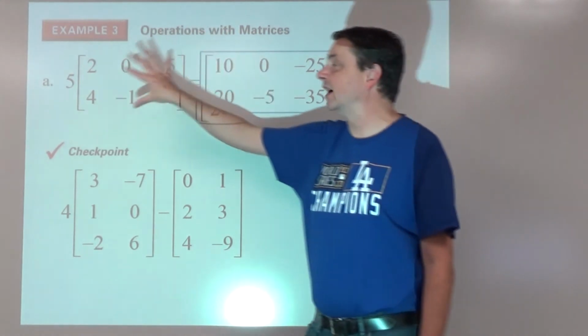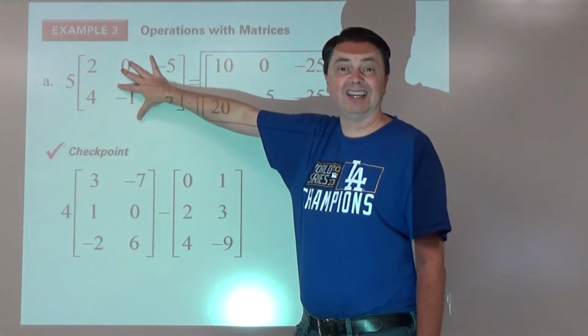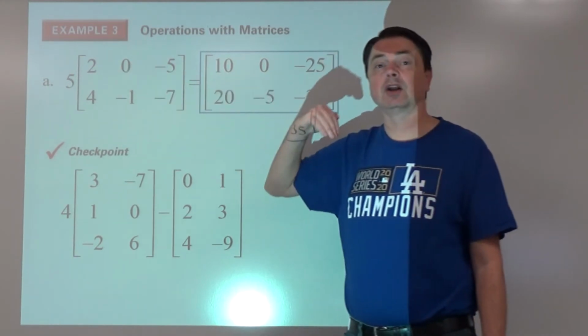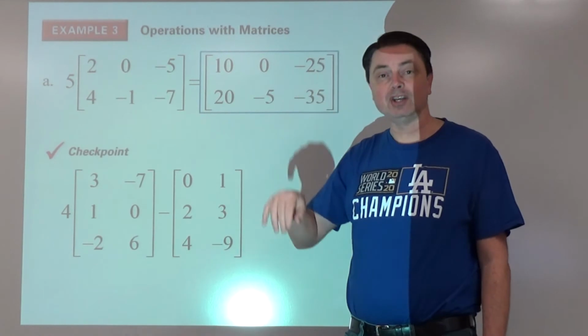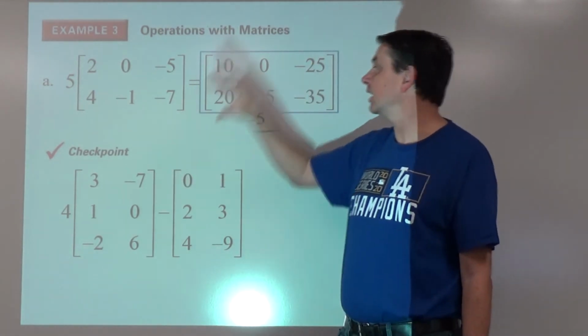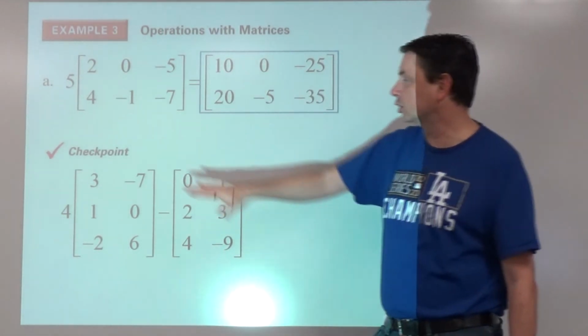We could also verify that with the graphing calculator. You can go back. This one was already in our graphing calculator as matrix A. So you could go ahead and go 5, go into matrix, choose matrix A, hit equals, implying multiplication, and it's going to show that. All right, another checkpoint for you here.